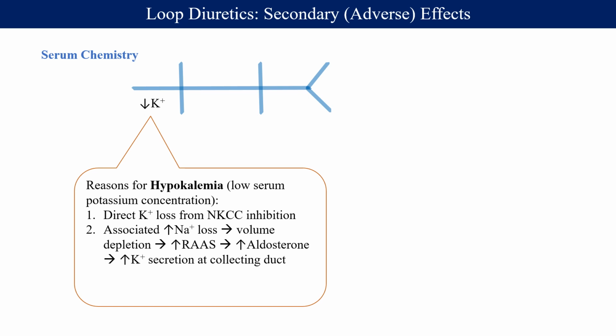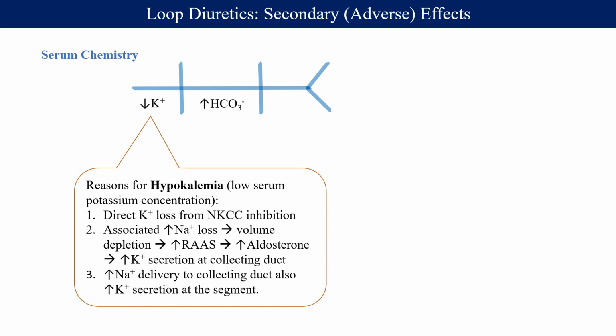Aldosterone, in turn, increases potassium secretion at the collecting duct. Number three, the increased sodium delivery from the thick ascending limb to the collecting duct also increases potassium secretion at this segment. Recall that at the collecting duct, sodium is reabsorbed in exchange for a potassium.